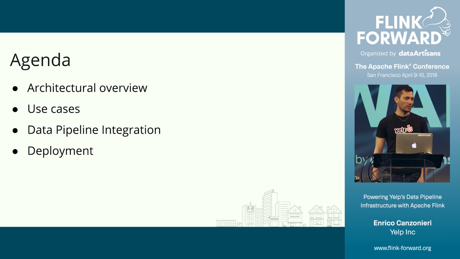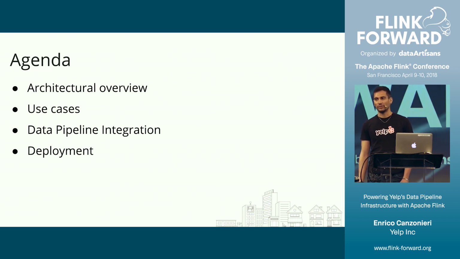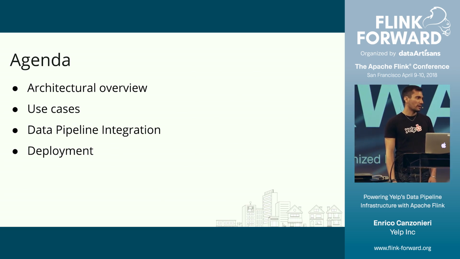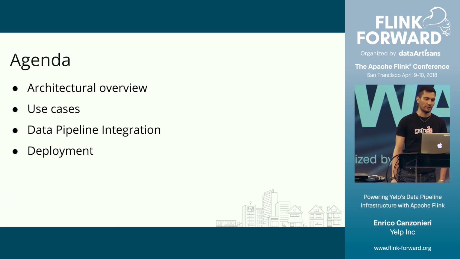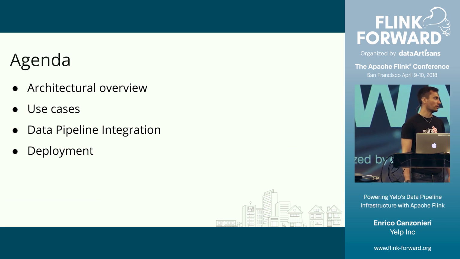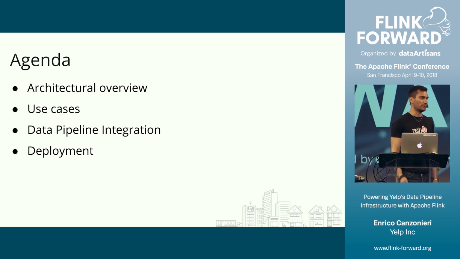About today, I'm going to start by giving you an architectural overview of our data pipeline infrastructure, and then I'll focus on some use cases that can highlight the limitations and challenges that we were encountering last year before introducing Apache Flink, and then how Apache Flink helped us solve those problems. Finally, I'll talk about how we introduced Apache Flink into an existing infrastructure at scale, and then how we currently do deployment.